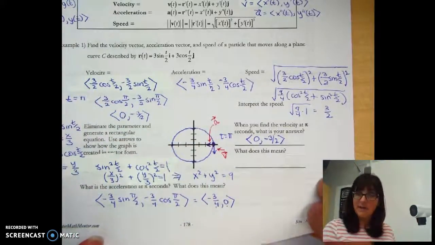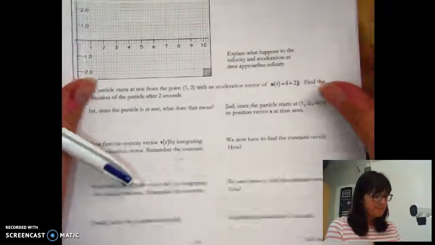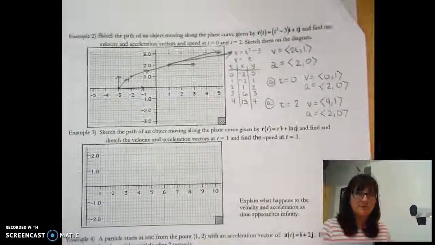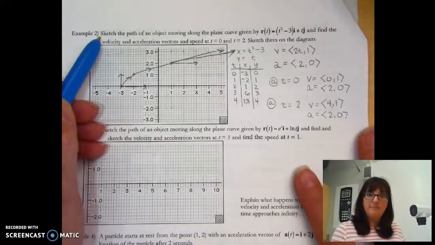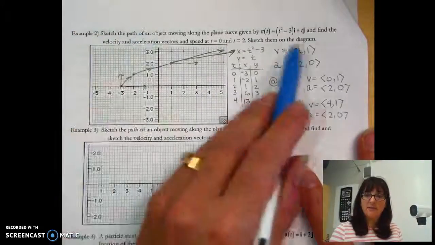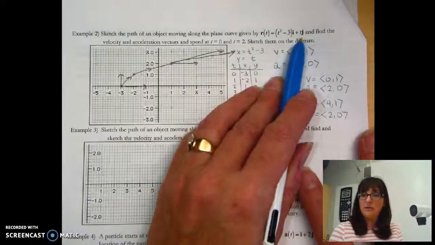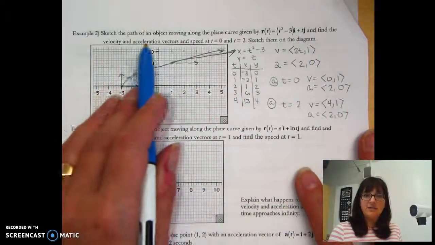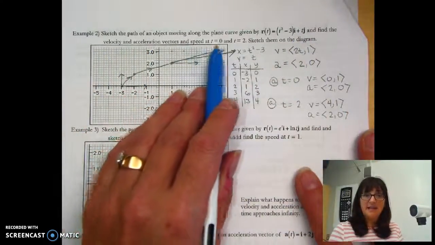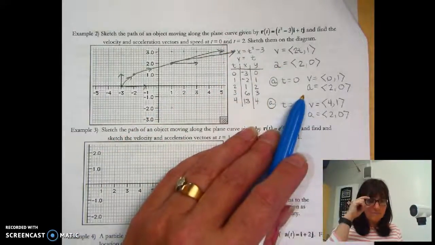All right, let's move on and try another problem. The next problem I have is already worked out for you, so we'll talk ourselves through this particular problem. The directions say to sketch the path of an object given by this vector valued function. Remember, i and j are the unit vectors. Then find the velocity and acceleration vectors and the speed at t equals 0 and t equals 2, and we want to sketch those on the diagram.